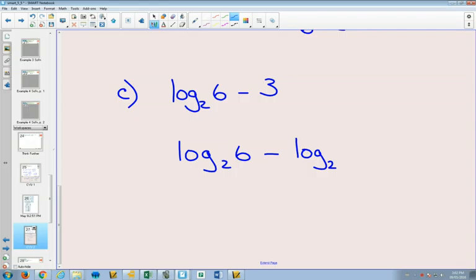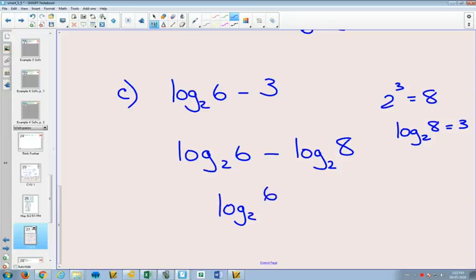8. Because what does log base 2 of 8 mean? 2 to what power is 8? 3. So since 2 to the 3 equals 8, log base 2 of 8 equals 3. And now you could put this together as a single log. We're subtracting, so that's dividing inside your logarithm. And you could reduce that to 3/4 if you would like.